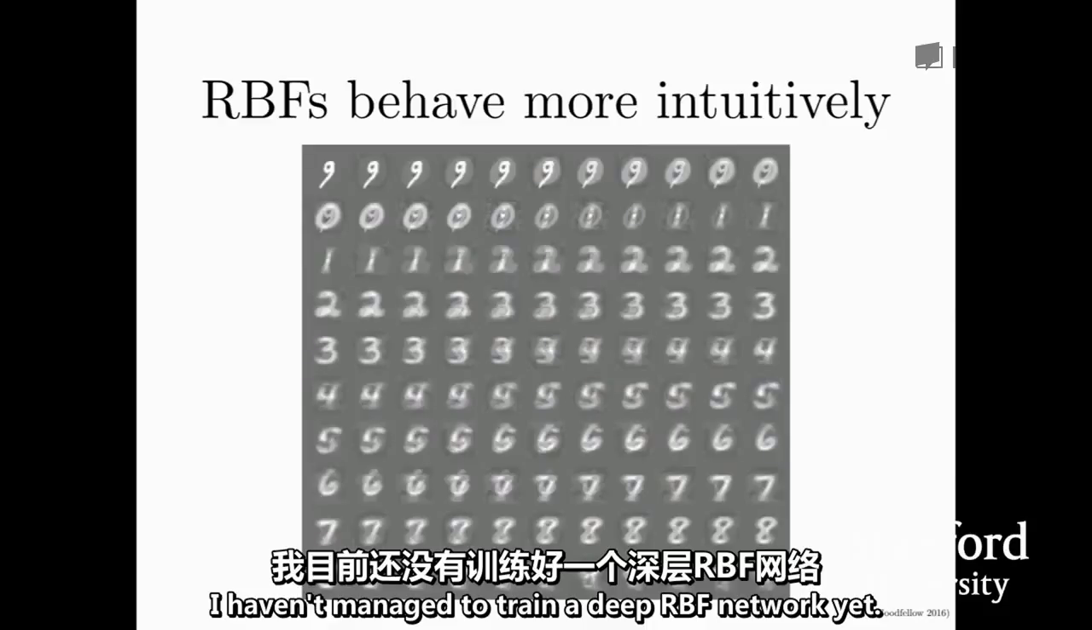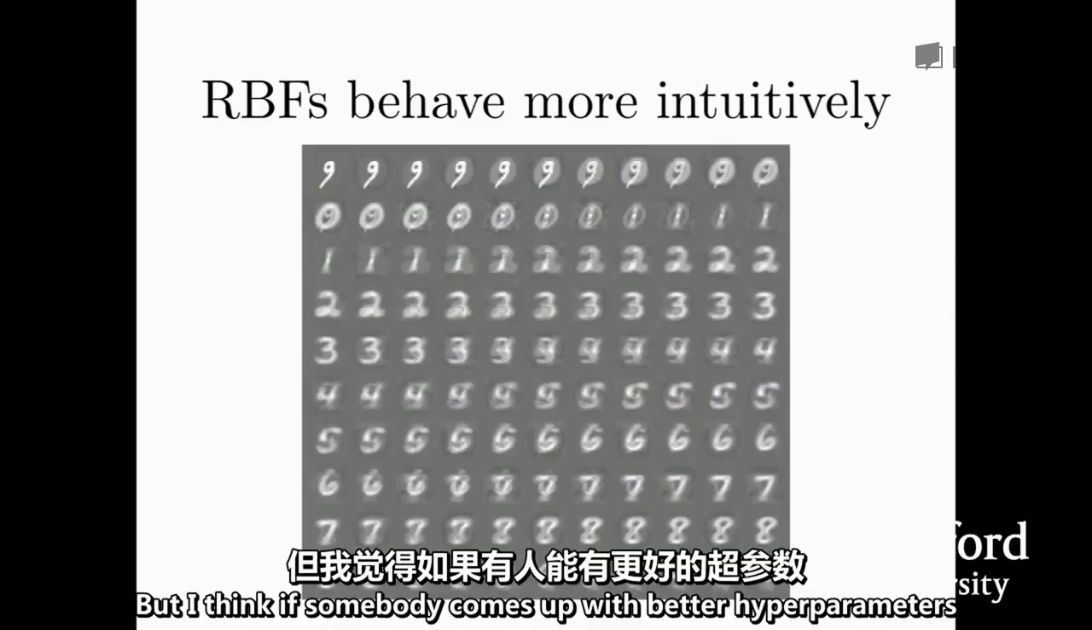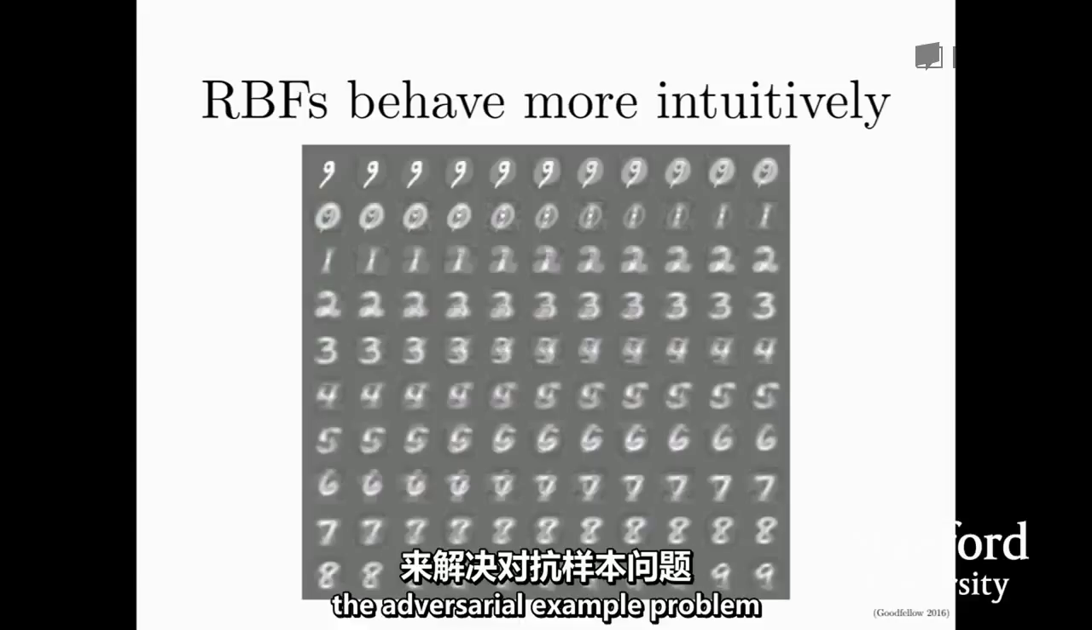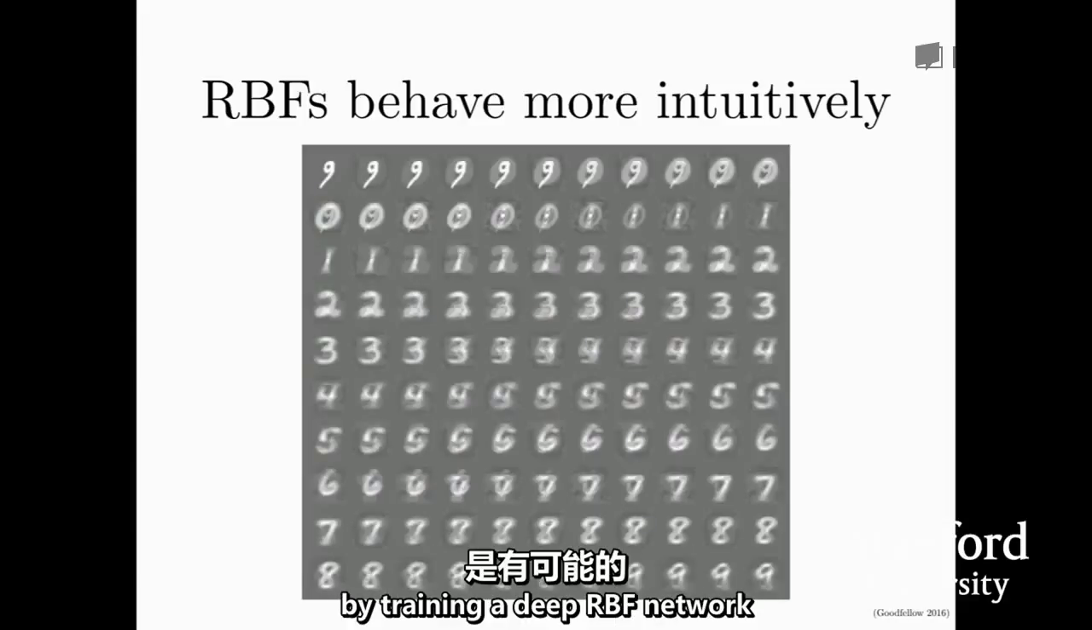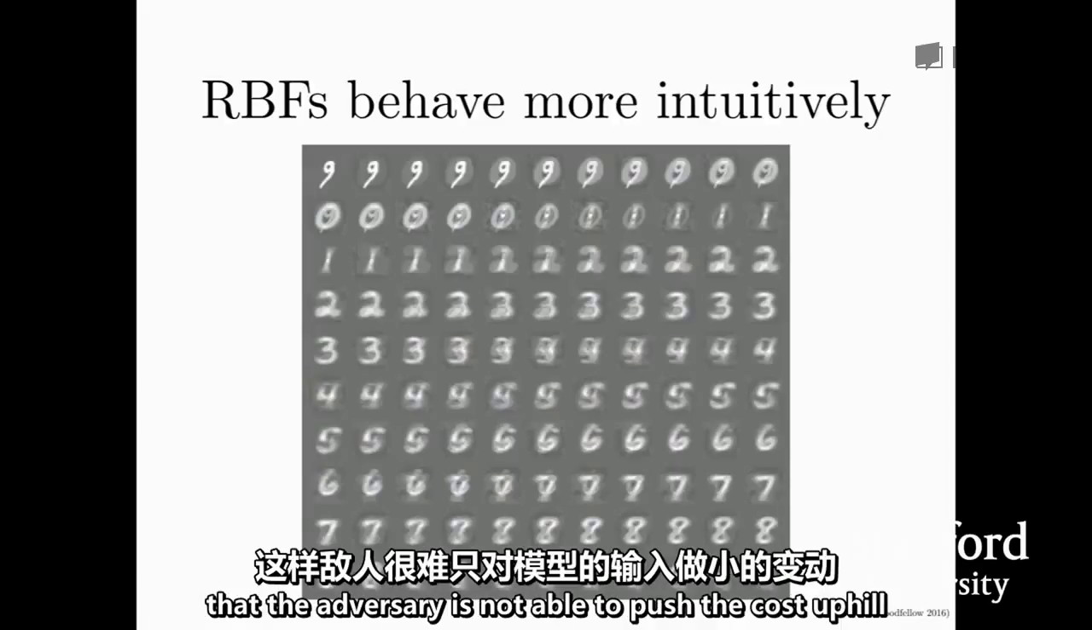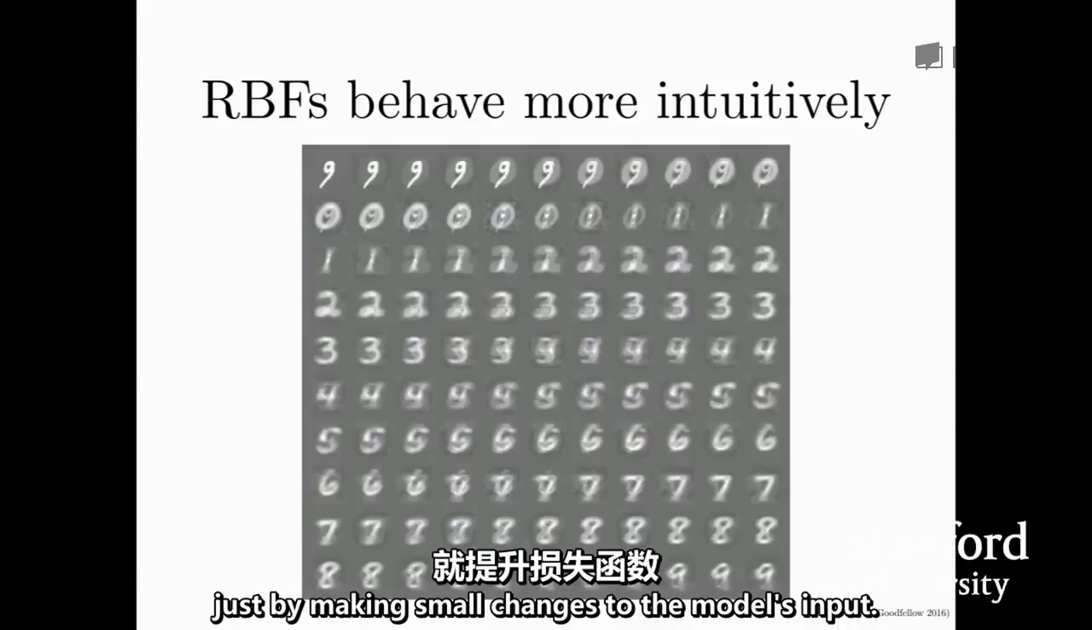I haven't managed to train a deep RBF network yet, but I think if somebody comes up with better hyperparameters or a new, more powerful optimization algorithm, it might be possible to solve the adversarial example problem by training a deep RBF network, where the model is so nonlinear and has such wide flat areas that the adversary is not able to push the cost uphill just by making small changes to the model's input.